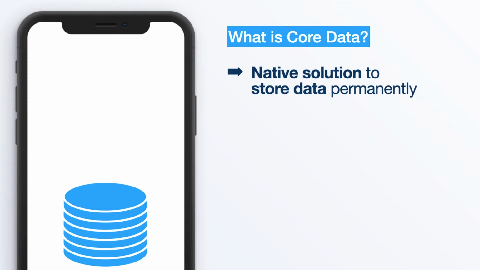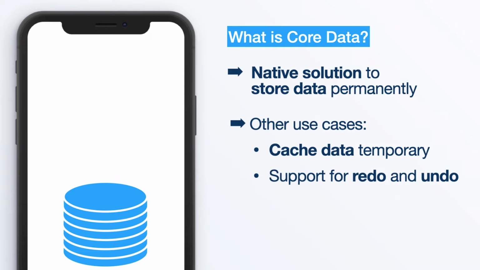So first of all, what is core data? Core data is a native solution provided by Apple to store data permanently. Now, what I mean by native solution is that it is an Apple-specific framework and you can't use the stored data on, for example, an Android device. However, it is also available on macOS and other Apple-specific platforms.